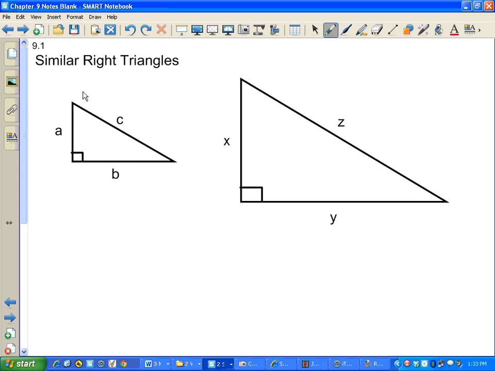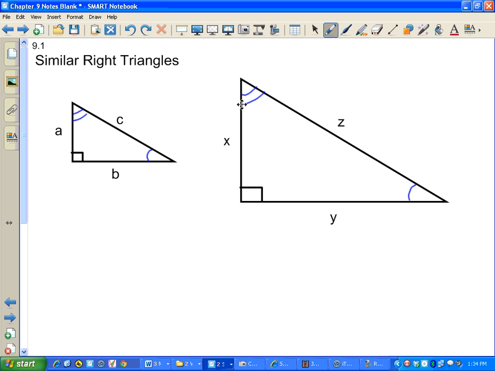If I have two right triangles that are similar, which means I've got some angle on this one that's the same as the angle over here, okay? Because that would give me the right angle, and I'd have this congruent angle, which would guarantee that these angles would also be the same, okay? So I've got these similar right triangles.